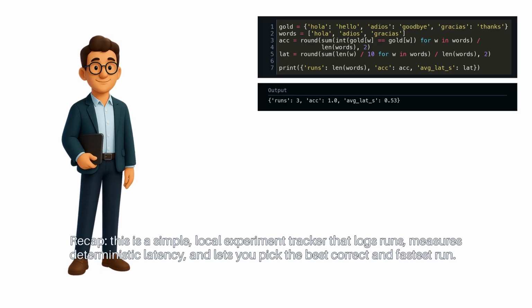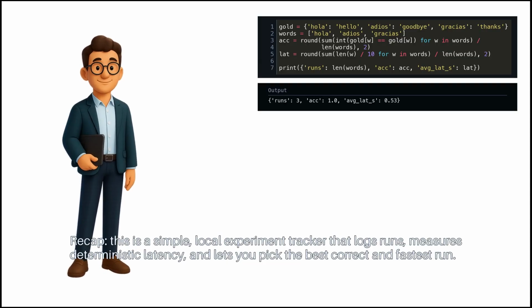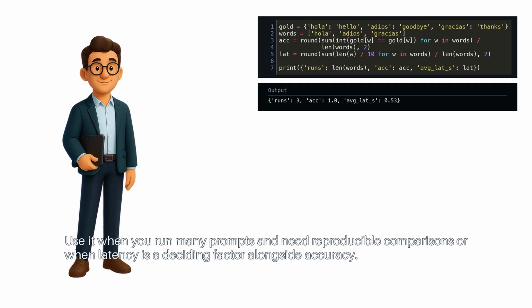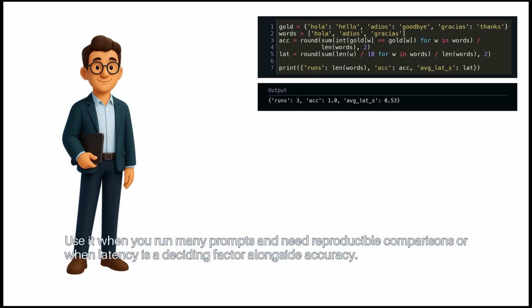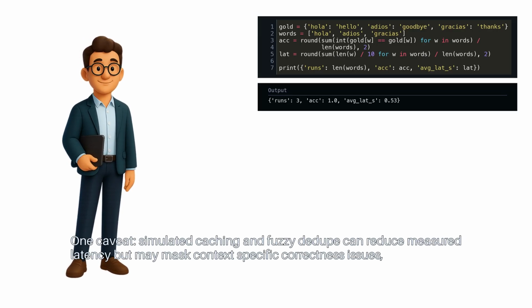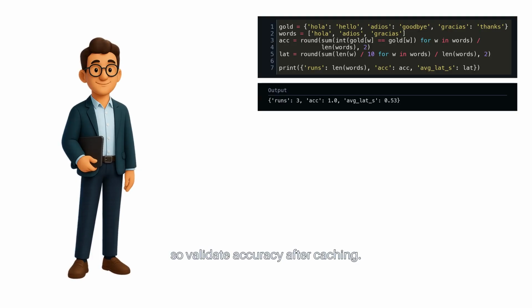Recap: this is a simple, local experiment tracker that logs runs, measures deterministic latency, and lets you pick the best correct and fastest run. Use it when you run many prompts and need reproducible comparisons, or when latency is a deciding factor alongside accuracy. One caveat: simulated caching and fuzzy dedupe can reduce measured latency, but may mask context-specific correctness issues, so validate accuracy after caching.